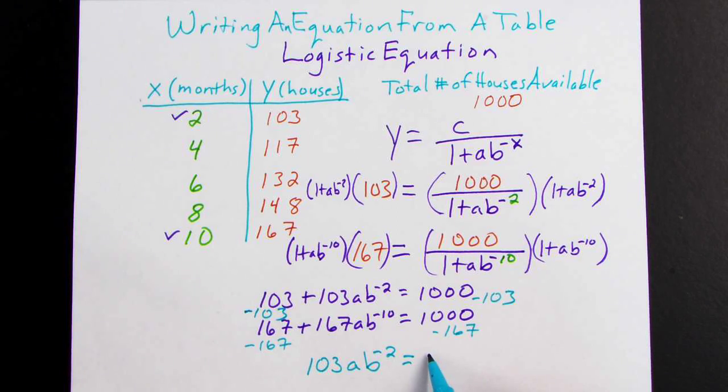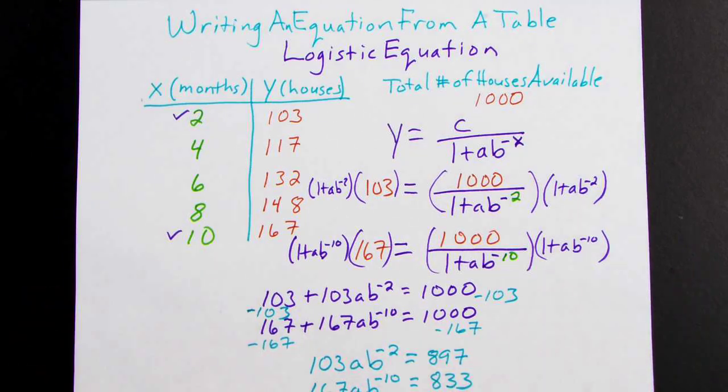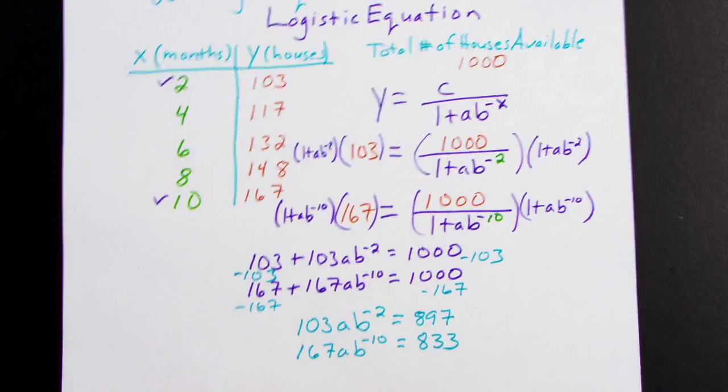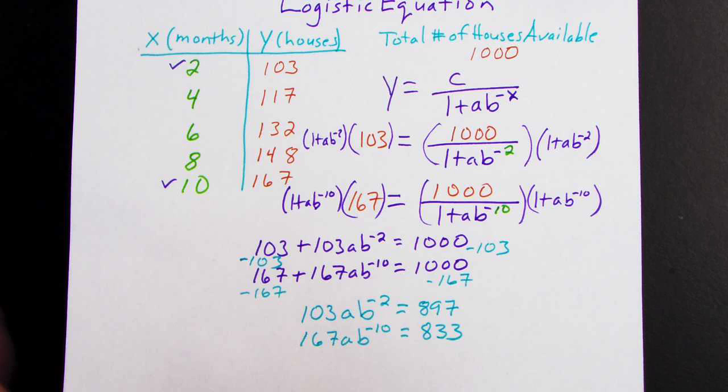equals 897. And for the bottom one, 167 AB to the negative 10 equals 833. Now I've got my two equations. I've got my parts where the A and B and all the multiplication stuff is on the same side.